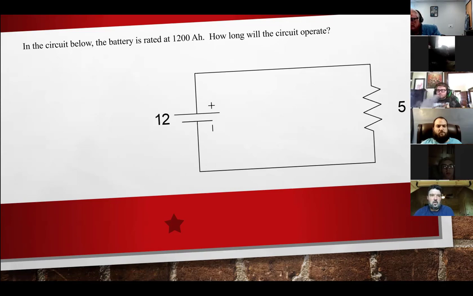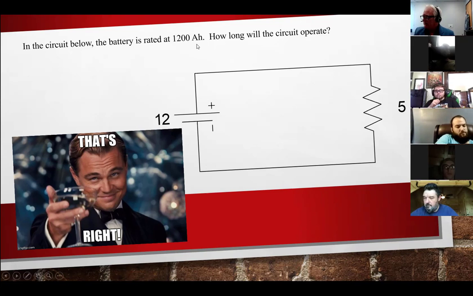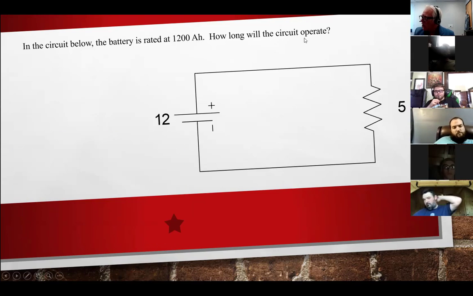Calculate how much current is used, like how many amps it would take to run it, divided by how long the battery will last for that many amps. But in this case, I have a value here, 1200 amp hours. It wants to know how long. So we're talking about hours. So I need to understand that amp hours is amps times hours. You know, this could be 1200 amps for 1 hour. This could be 1 amp for 1200 hours. It could be 600 amps for 2 hours, et cetera.